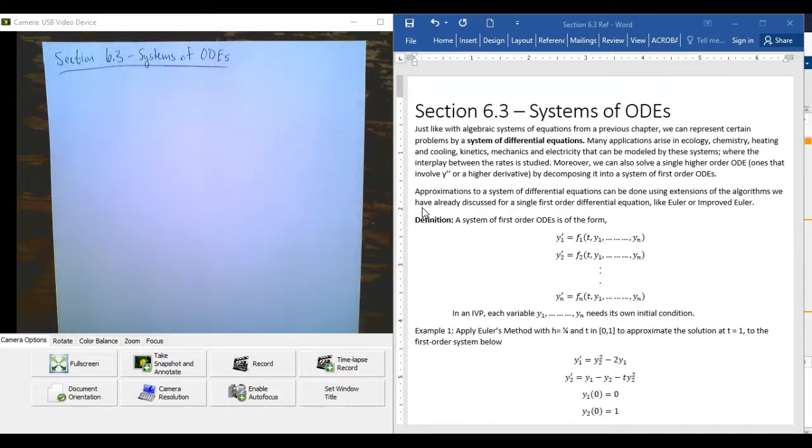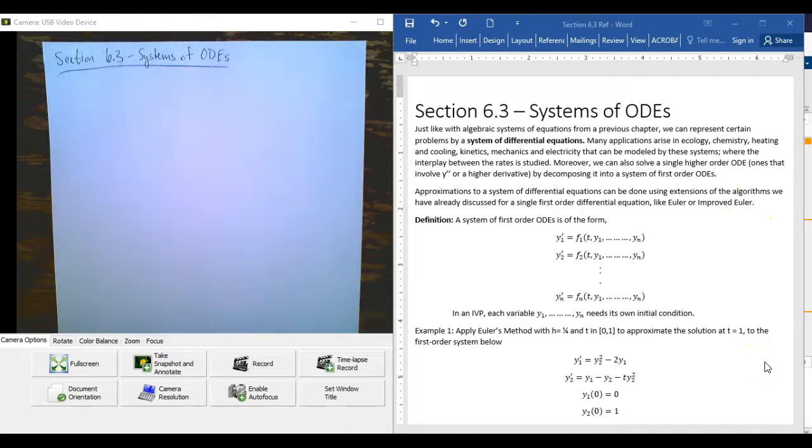So here's what a system of ODEs looks like. We have y prime 1 equal to some function of t, y1, y2, y3, however many variables we have, depending on however many equations we have. So y prime 2 would be equal to some other function of t, y1, y2, and so on, through y prime n. We can have n equations, and we would just have to have n variables here.